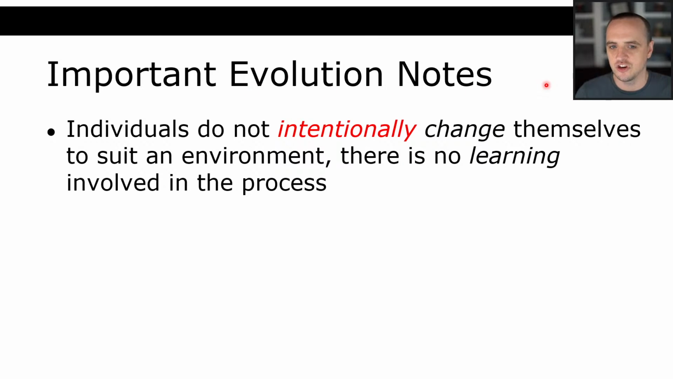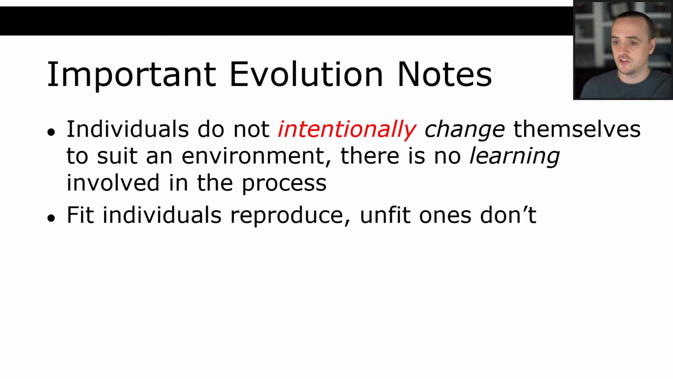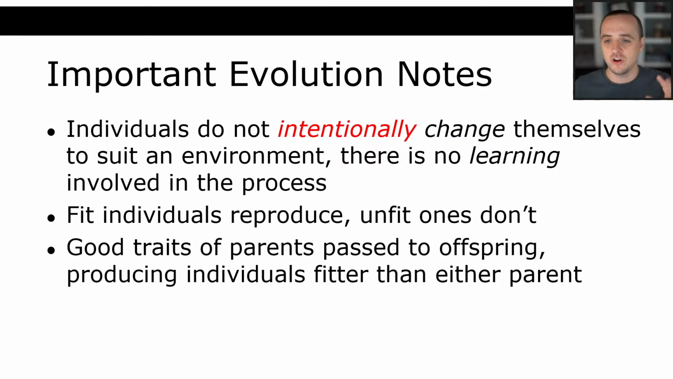Individuals do not intentionally change themselves to suit an environment. The individual does not choose its characteristics. There is no learning involved in evolution, okay? You get a population of individuals. Some of them have had random mutations. Some of them have had DNA passed down from their parents. Inside that population, the individuals that are better suited to survive in that environment reproduce, and the ones that are less suited to reproduce or to survive in that environment don't reproduce. That's it.